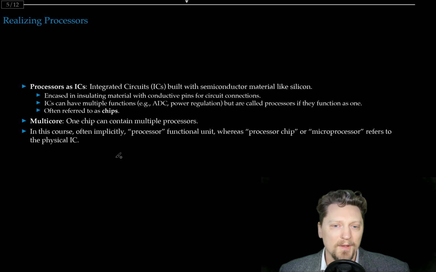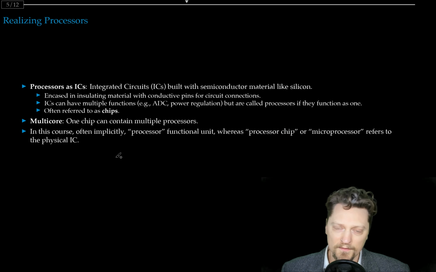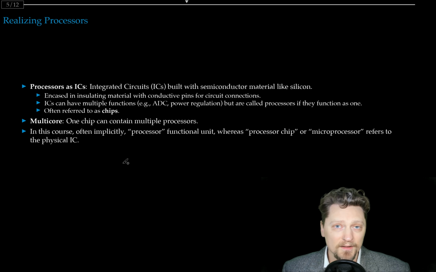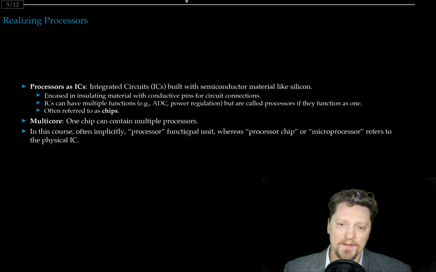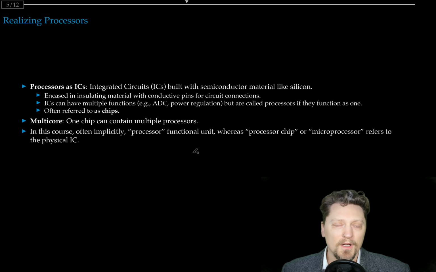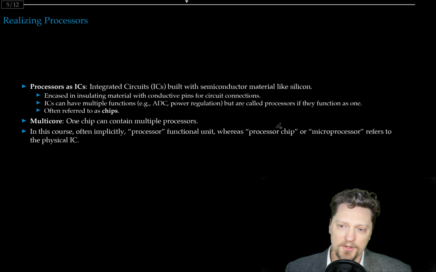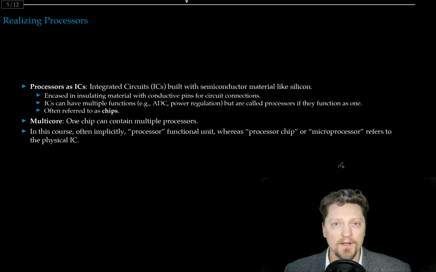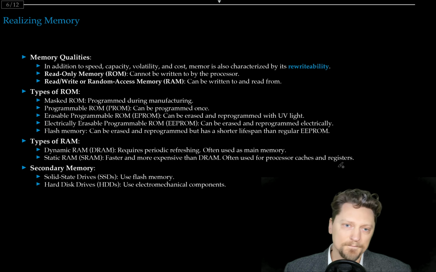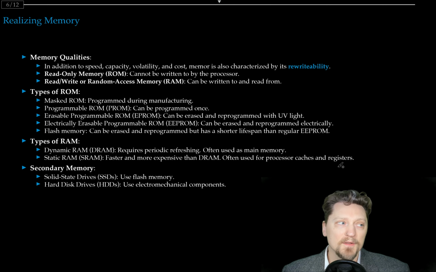Multi-core. So one chip can contain multiple processors. And in fact, most of the time nowadays, there are multiple cores in each processor. In this course, often implicitly, processor is referring to a functional unit, whereas processor chip or microprocessor refers to the physical integrated circuit, or IC. Okay, that was realizing processors.